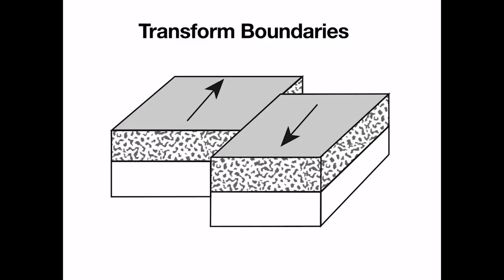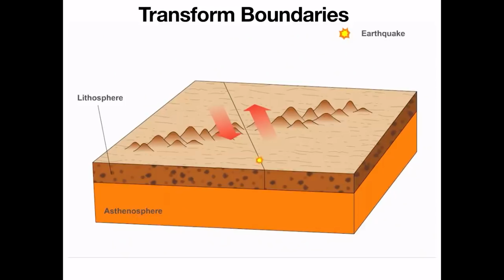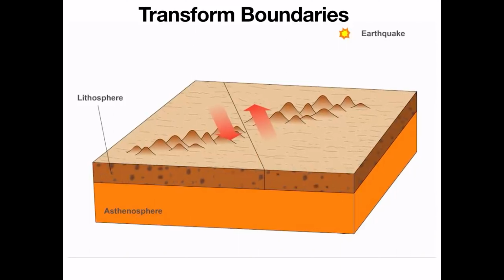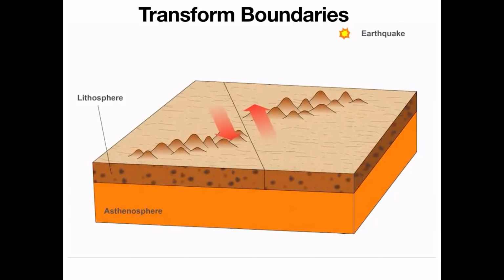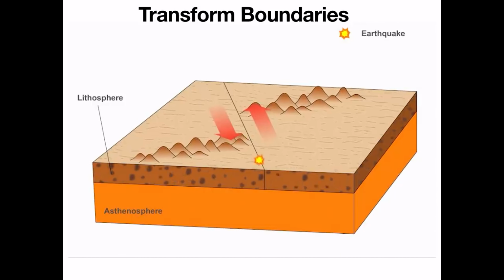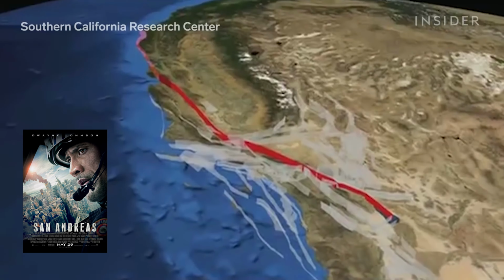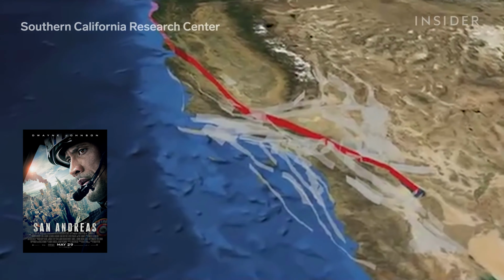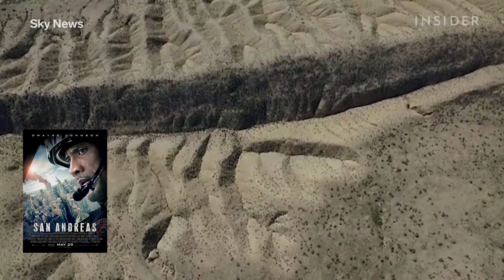In transform boundaries, as the plates slide past one another, a high pressure and friction happens between the rock, which causes earthquakes. But they don't tend to have volcanoes or major mountain ranges. A famous example of transform boundaries is the San Andreas Fault.